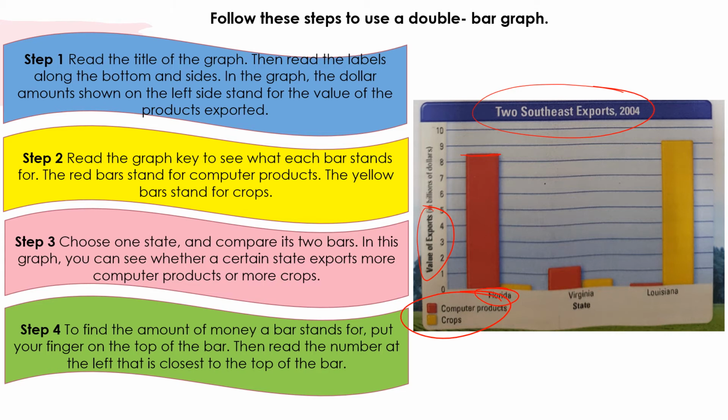So you can see that the red bar, students, is about halfway between 8 and 9. So you can say that the value of Florida's exported computer products in 2004 was about $8.5 billion. All right, students?